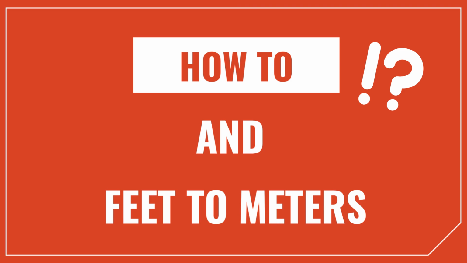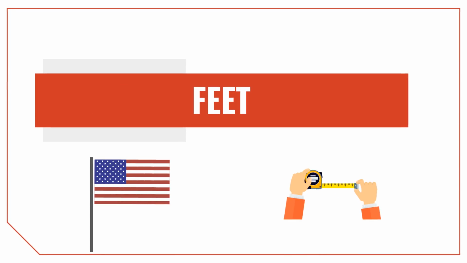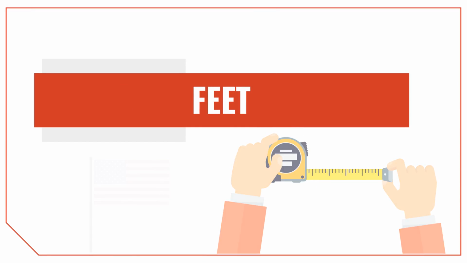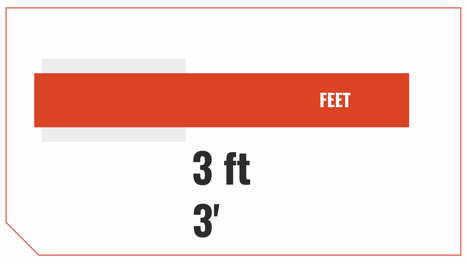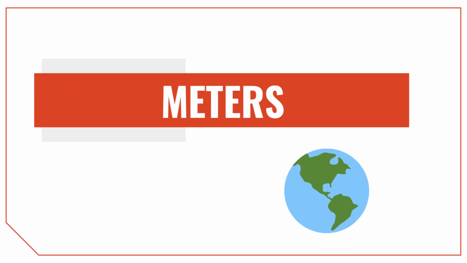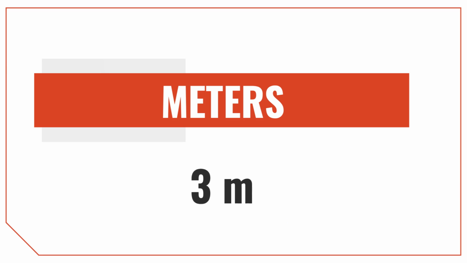Let's get started. Feet are a US customary and imperial unit of measure equal to 12 inches, and we use them quite often for measuring length in the United States. Feet are usually denoted with the letters FT or an apostrophe, which is also known as the prime symbol. Meters are the standard SI metric unit of length used around the world. Meters are usually denoted with the letter M.